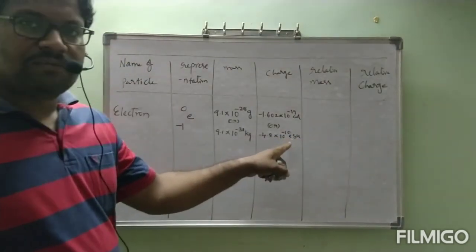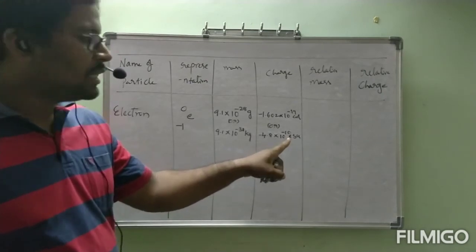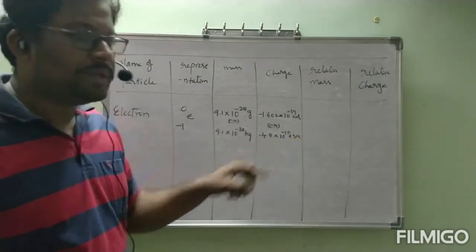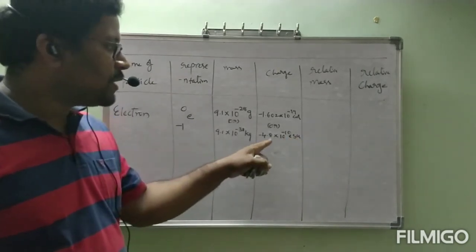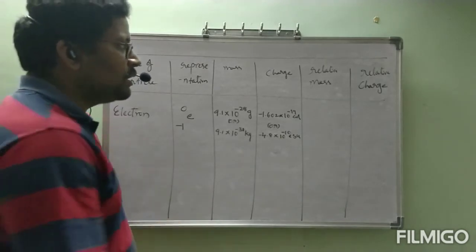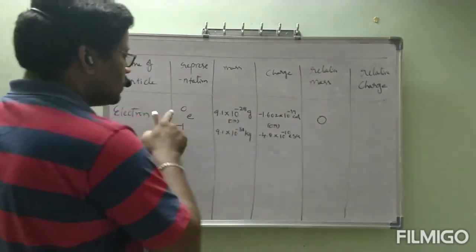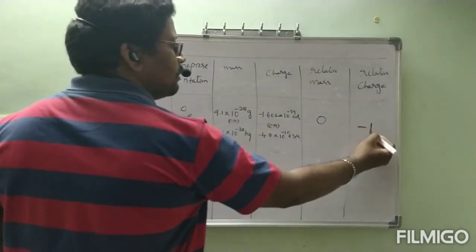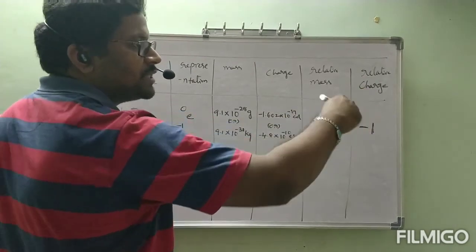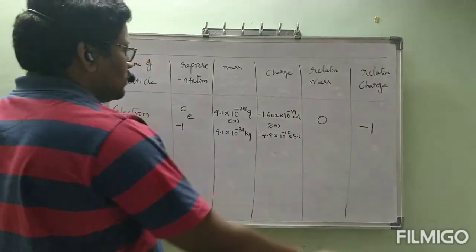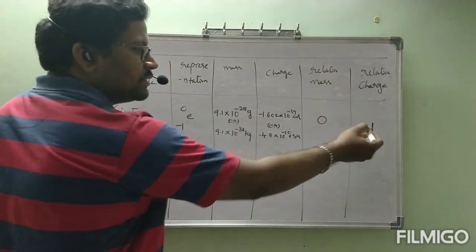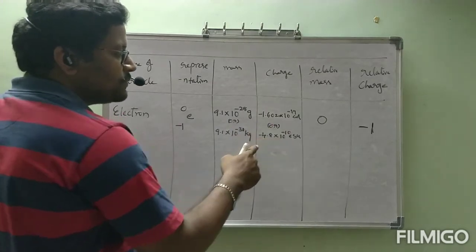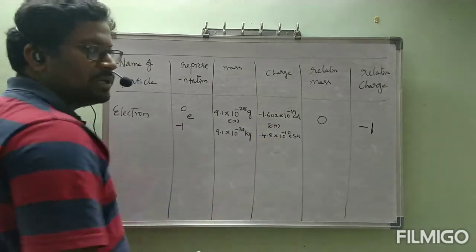ESU means another representation of charge ma. Electrostatic unit. What is the value? 4.8 into 10 power minus 10 ESU. Relative mass 0. Relative charge -1. This is comparison with other particles, charge of electron can be written as -1. Particularly, the value is minus 1.602 into 10 power minus 19 coulombs, minus 4.8 into 10 power minus 10 ESU.